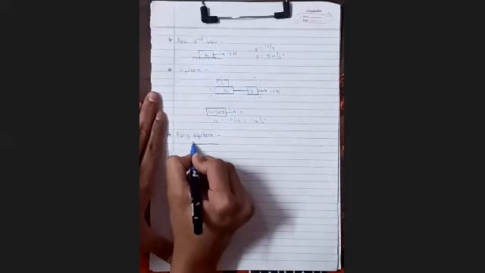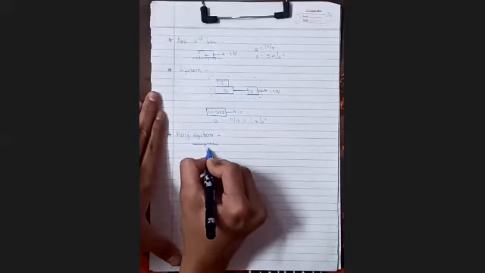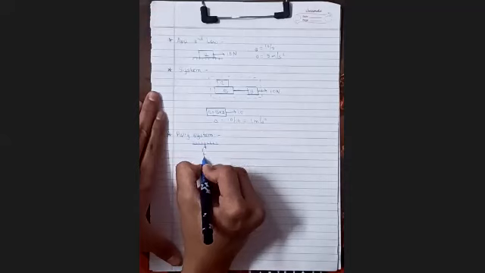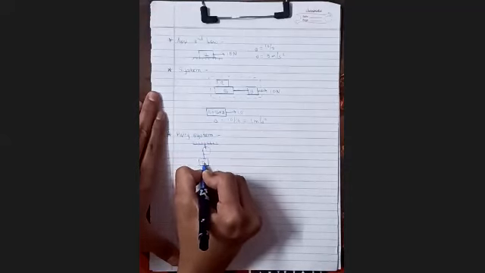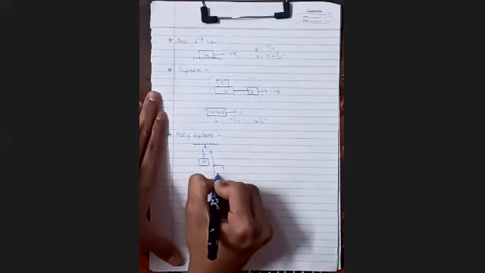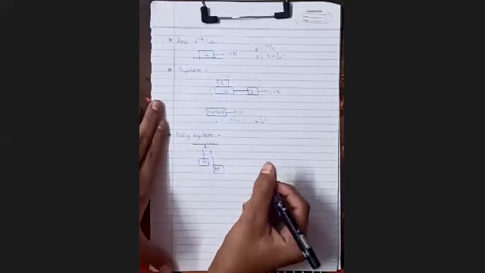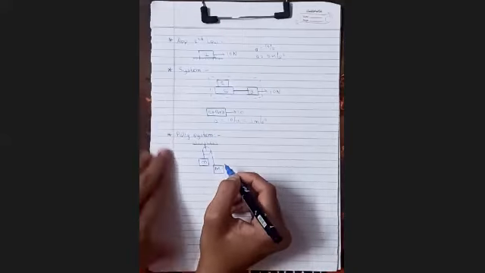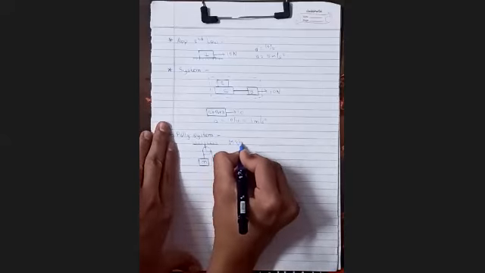Let's take an example. There is a pulley. There is a block of mass M and there is a block of mass m. So we have to find the acceleration and tension in the string. Here M is greater than small m.